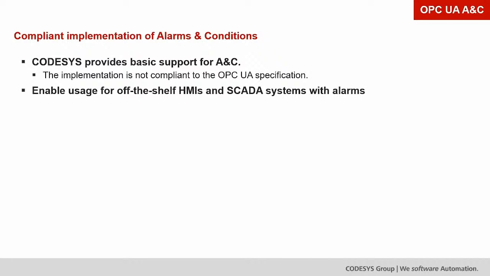We will also work on extending our implementation of the alarms and conditions support. So far, CODESYS provides basic support for alarms and conditions, but the implementation is not compliant to the OPC UA specification. So when we apply for the embedded profile certification, our main goal is to also be able to include our alarms and conditions implementation this time as part of the certification, which was not the case when we did the micro-embedded profile certification. And this again will then provide the usage for off-the-shelf HMIs and SCADA systems to also be directly able to work with our alarms and do not have the need to do some kind of special implementation for CODESYS controllers.